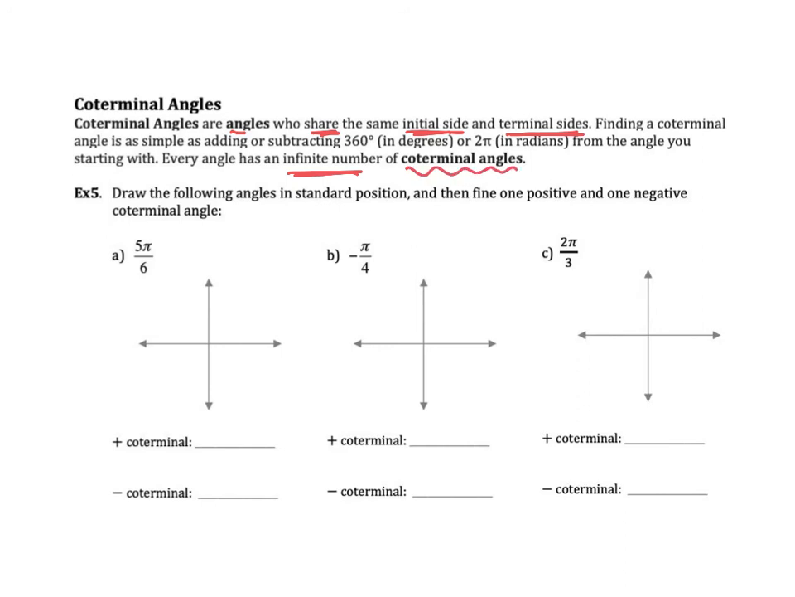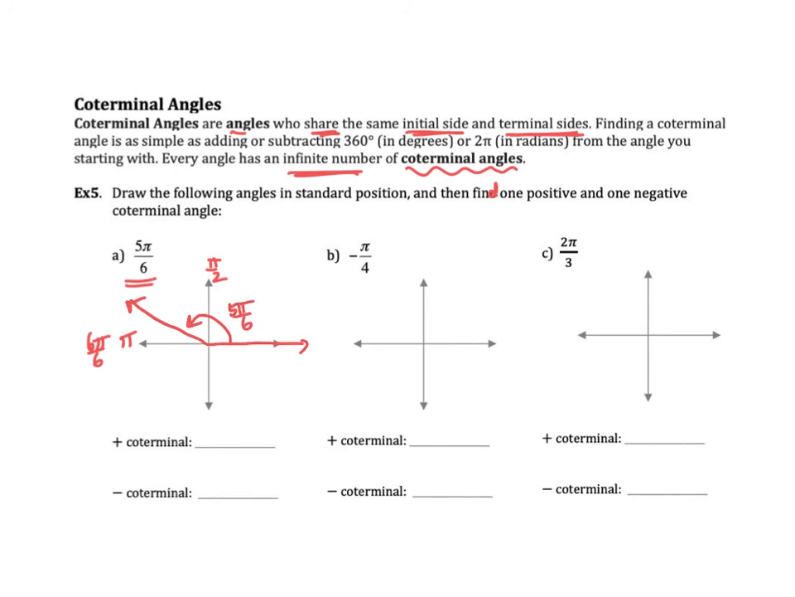angles we could have. So for example 5, it says draw the following angles in standard position and then find 1 positive and 1 negative coterminal angle. First we're going to sketch 5 pi over 6. So remember, this is pi over 2, this is pi. Well, pi is 6/6, so 5 pi over 6 is going to be just shy of that. So this angle right here is 5 pi over 6.